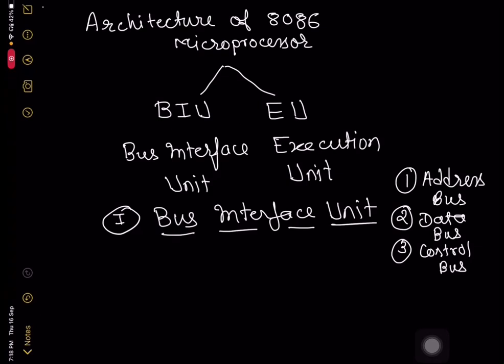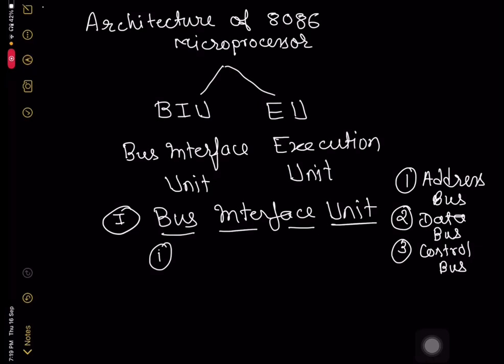The details of these buses can be discussed when we discuss about the pin configuration of 8086. But right now we should understand that these three buses are connected with the microprocessor and the devices. So establishing a connection between these devices and microprocessor through this bus, that will be taken care by bus interface unit. Now this bus interface unit mainly has four functions.